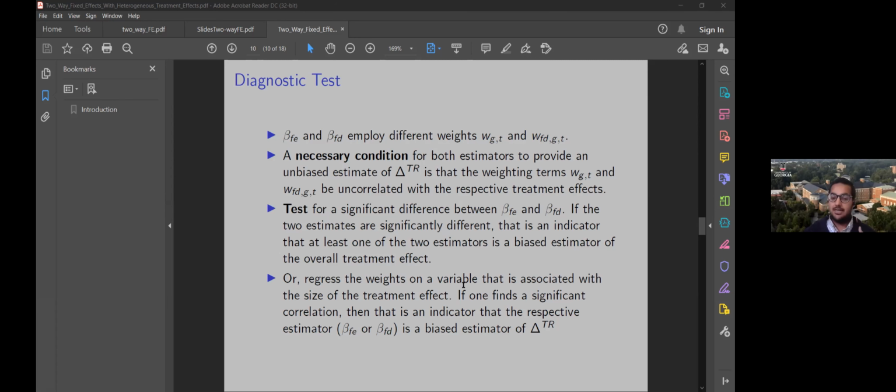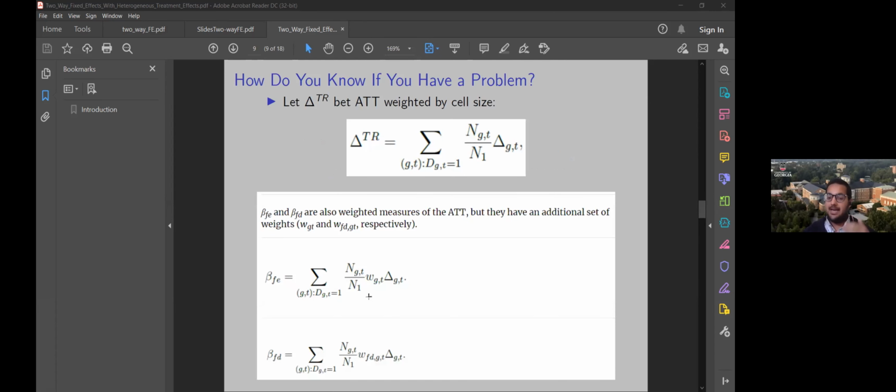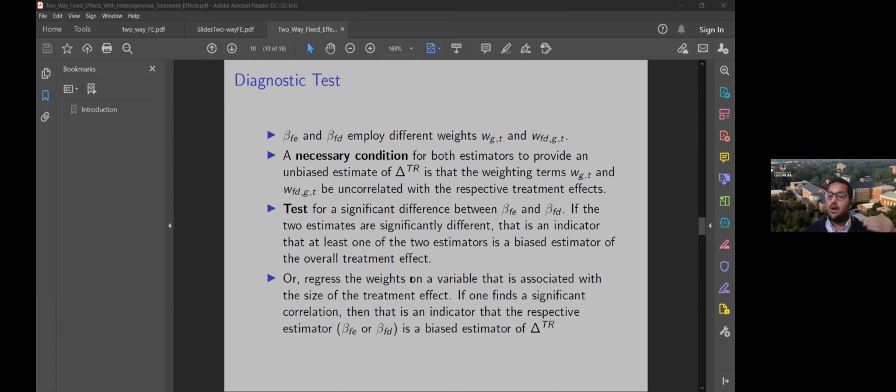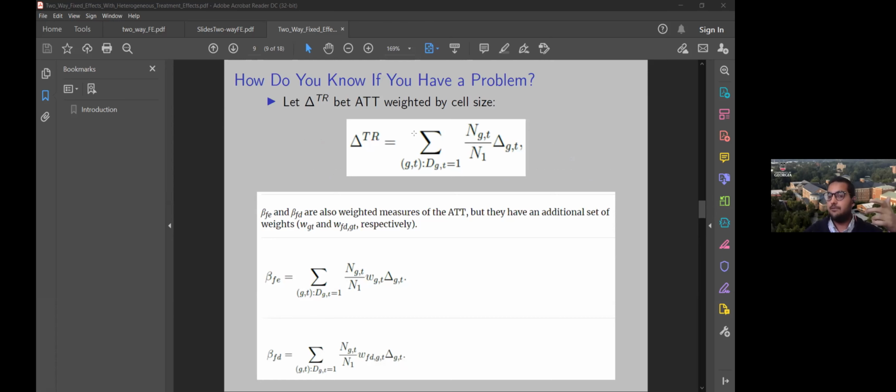But they have an additional test that you can do. Once you generate these weights, the Stata package that is available with Chaisemartin and D'Haultfœuille can help you extract them too. Then you can regress these weights on the size of the treatment effect, and I will show you an application on how to do this. If you regress it and find a significant correlation, that's another indicator that your beta FE or beta FD is statistically different from your average treatment effect on the treated.